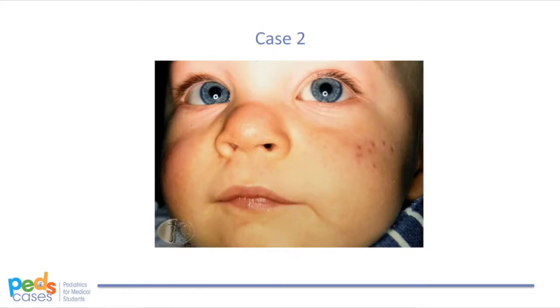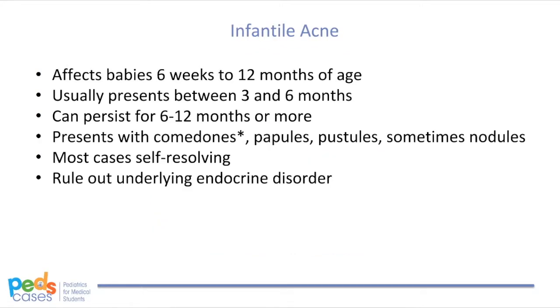When you examine Joshua, he has numerous comedones, papules, and pustules on his cheeks bilaterally, and some scattered papules and comedonal lesions on his nose and forehead. There are no signs of hyperandrogenism or endocrine disease such as breast development, pubic hair, increased muscle mass, or testicular growth. Infantile acne affects babies 6 weeks to 1 year of age. It most commonly presents between 3 and 6 months of age and can persist for 6 to 12 months, sometimes lasting several years after time of onset.